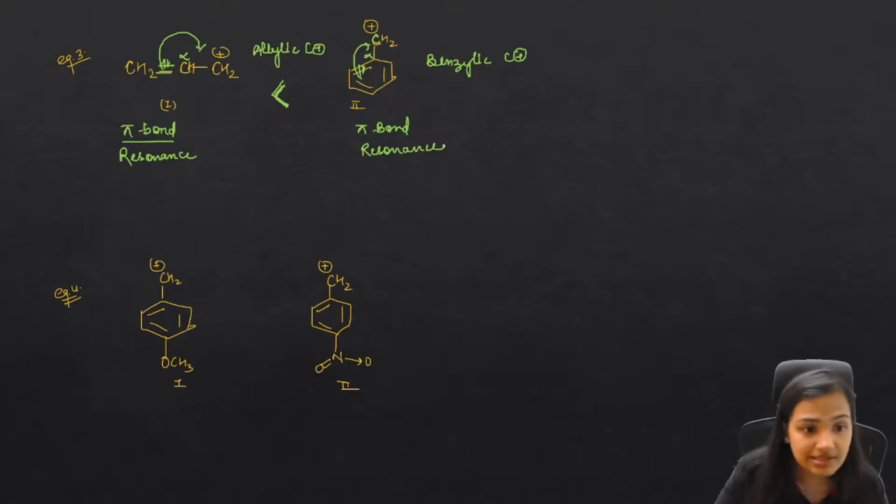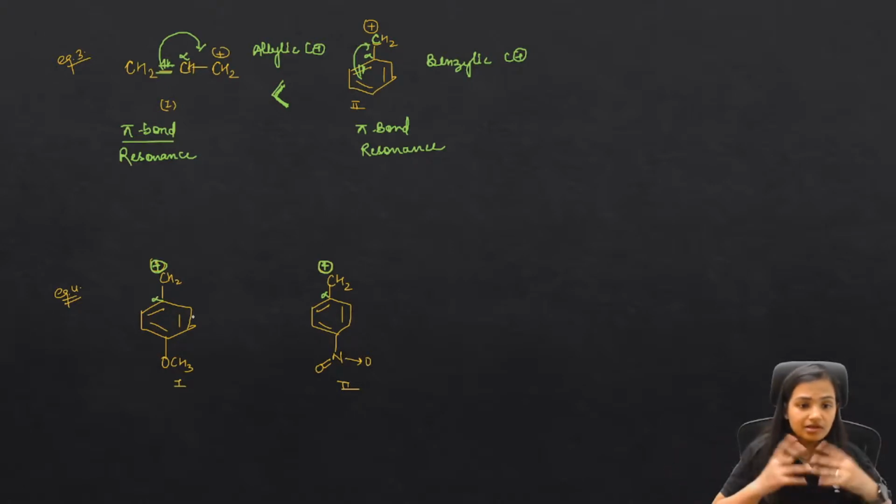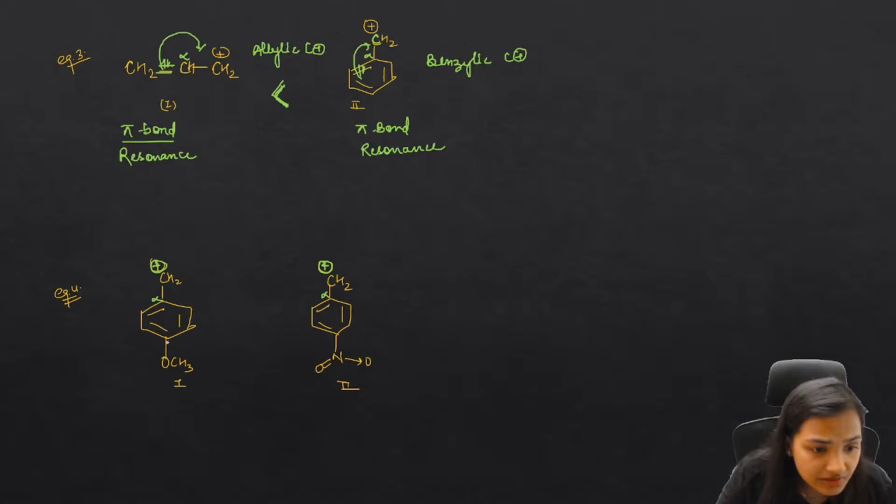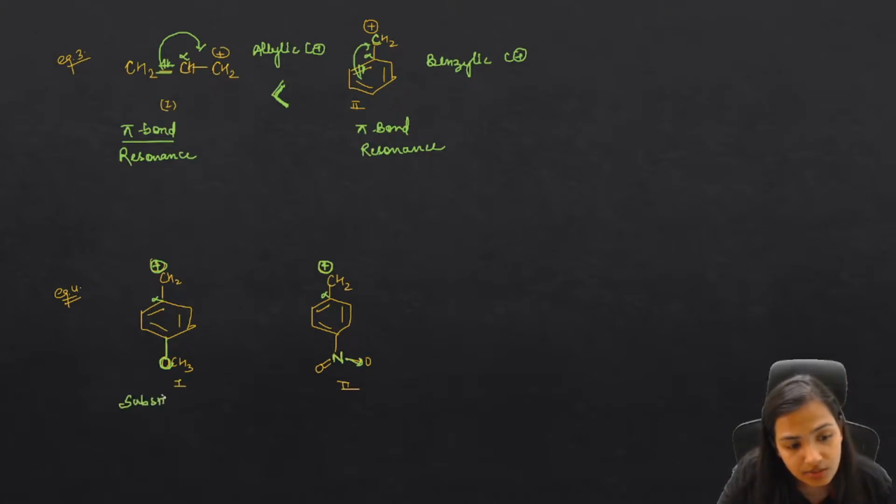That's the reason. Now in example number 4, what you can see is a carbocation, and both the alpha positions are the same. Nothing to evaluate, all are the same, the benzene is the same. Ultimately we find that here we have an OCH3 and here we have an NO2 group. So we can say that these are the substituted carbocations.